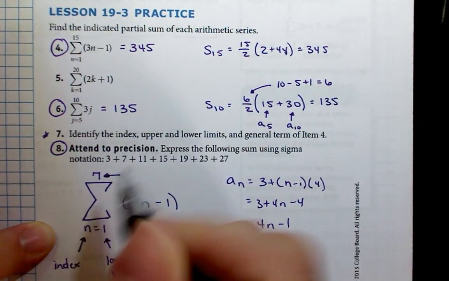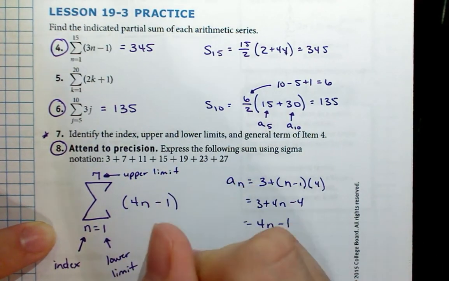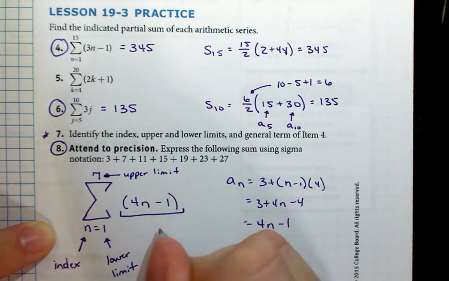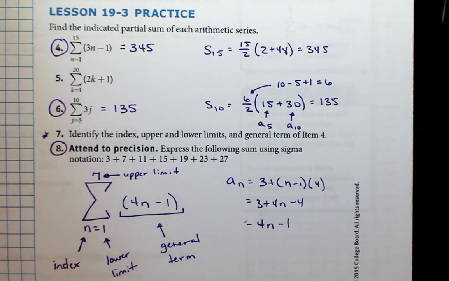The 7 is the upper limit. And this expression 4n minus 1 is the general term. Okay, so anytime you have that terminology, make sure you know what it means.